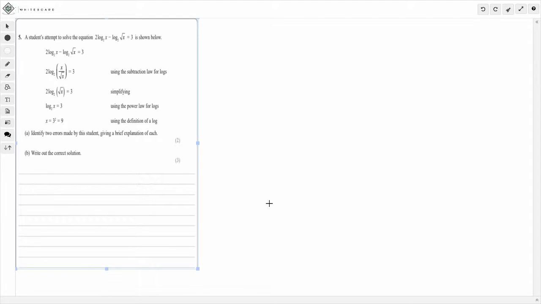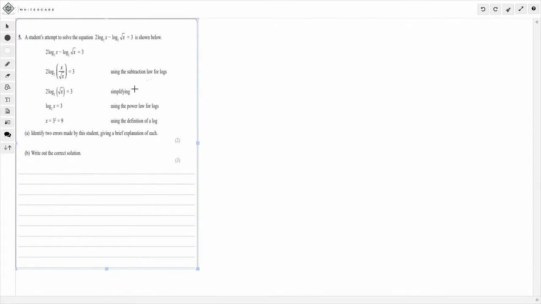So for this question, we're looking at logarithms. It's one of these questions where you're given some working by a student and you're asked to identify errors in the working. So let's have a look at what they've done. They're trying to solve this equation here: 2 log x base 2 minus log root x base 2 is equal to 3.